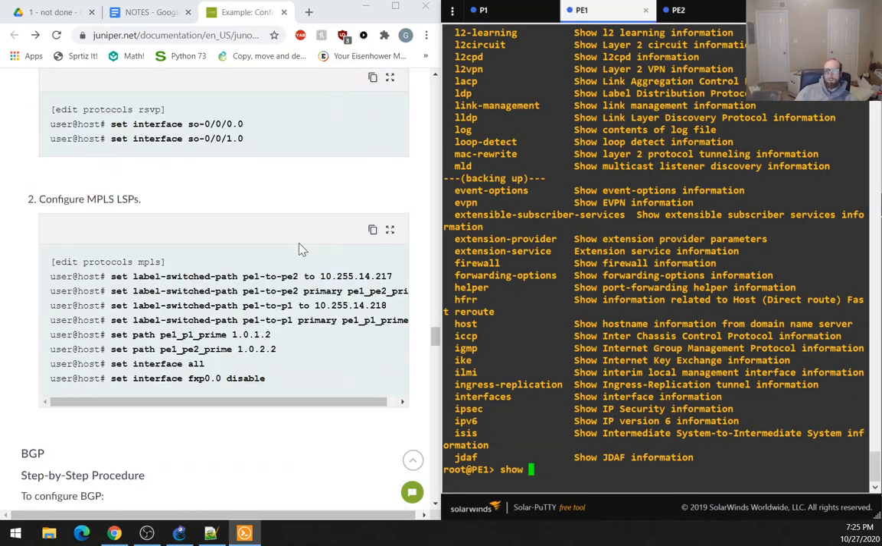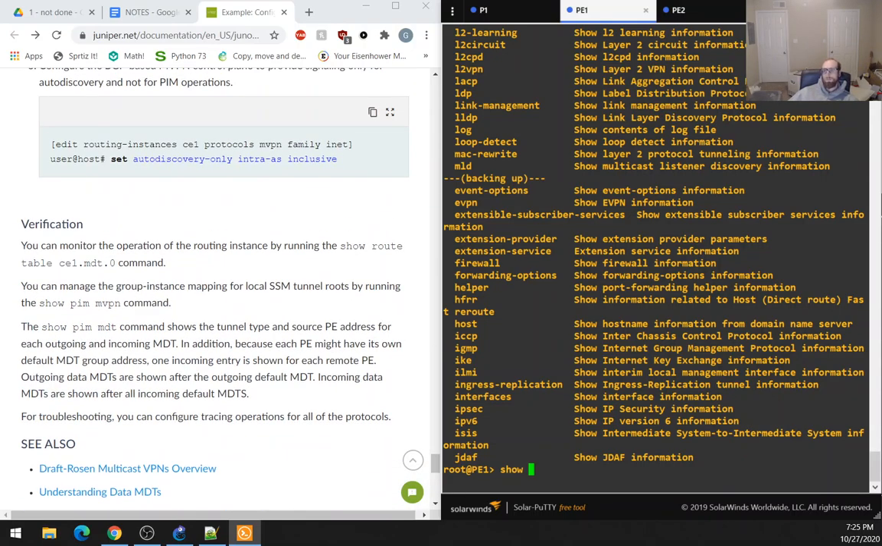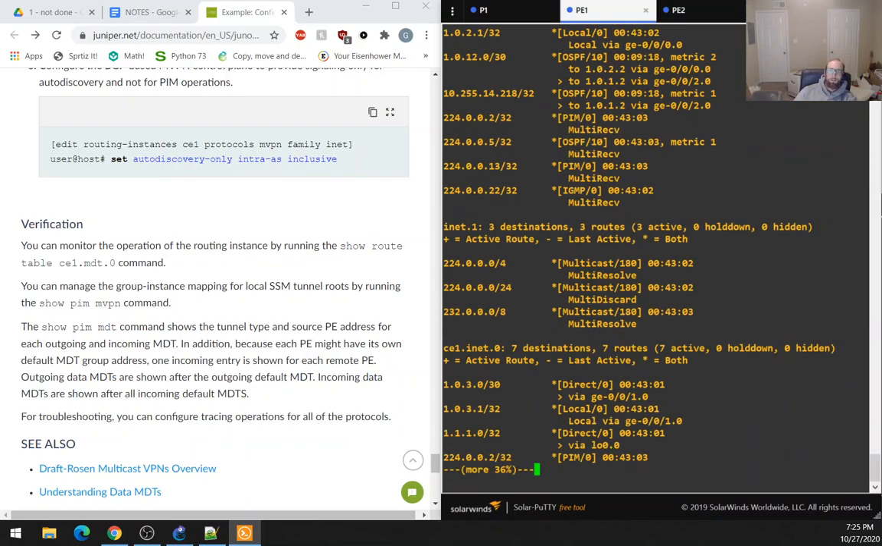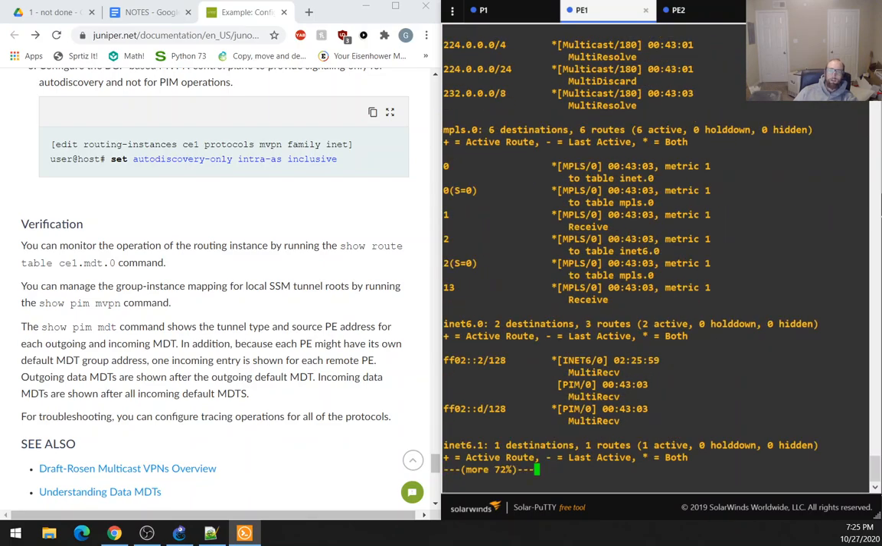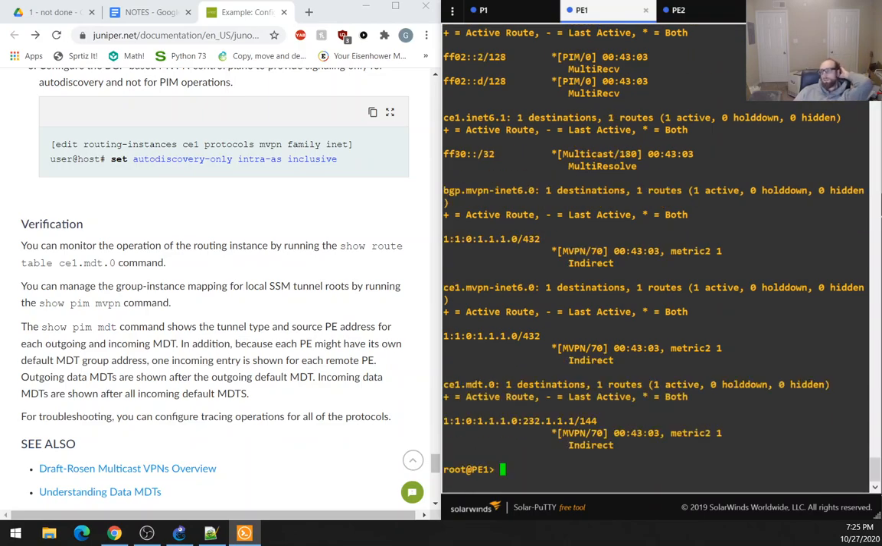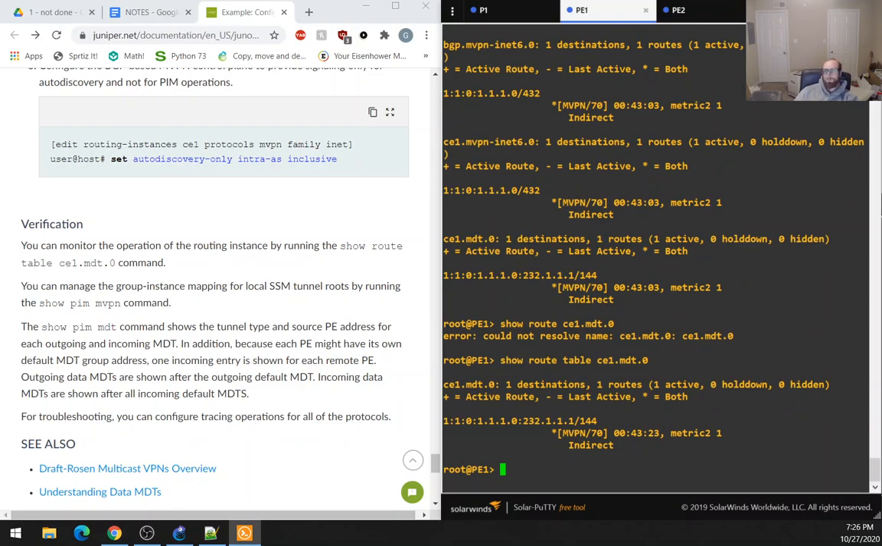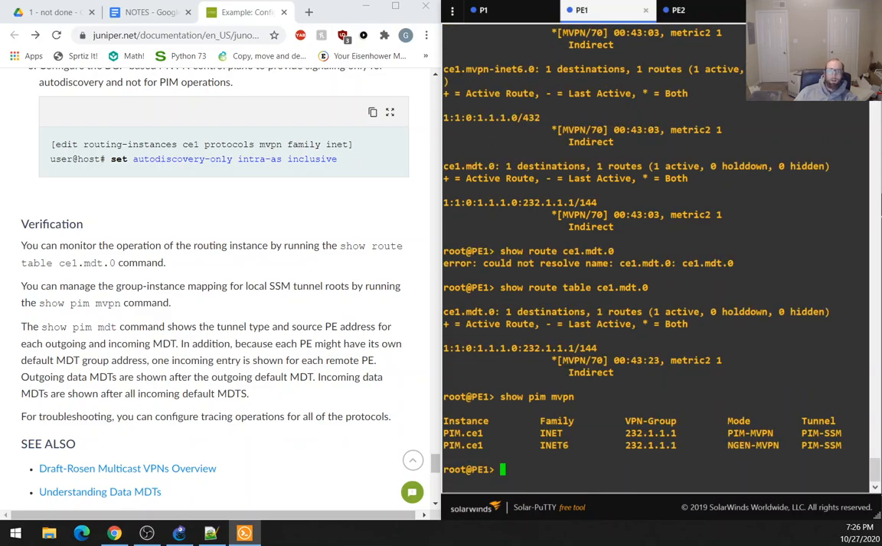Okay, so let's try the verification again. Yeah, so that's my bad. I actually needed to have that. I just kind of assume that the doc has things wrong, but often it does not. Okay, I don't see the MDT anywhere though. Oh no, there it is. Show route ce1.mdt.0. Oh, table. Yeah, there we go. Now we can do show PIM MVPN. Aha. Yep, so that was the problem. Okay, well, good to know.